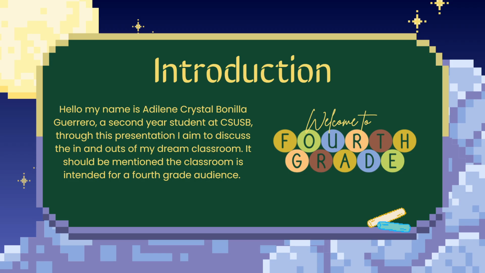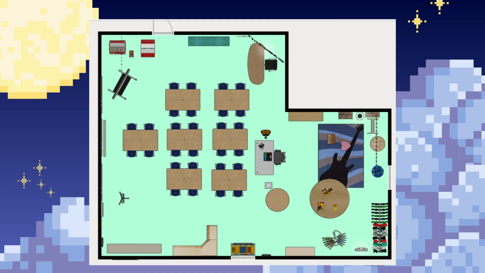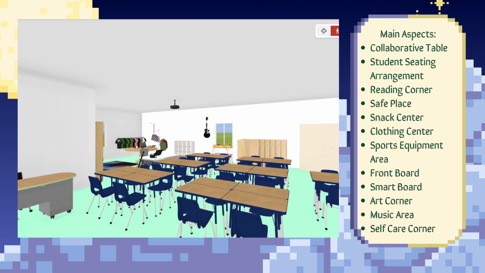Through this presentation, I aim to discuss the ins and outs of my dream classroom. It should be mentioned that the classroom is intended for a fourth grade audience. So here is an area overview of my dream classroom. We can see the different areas here. Let's begin with the main aspects.